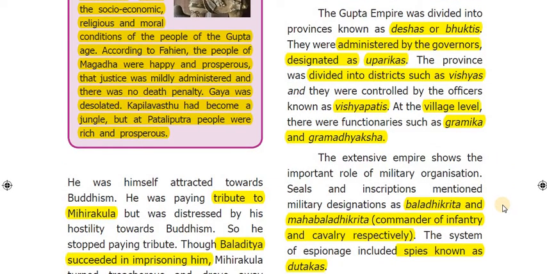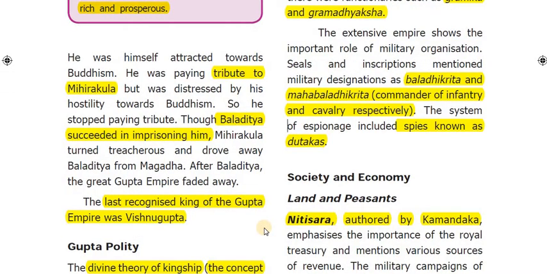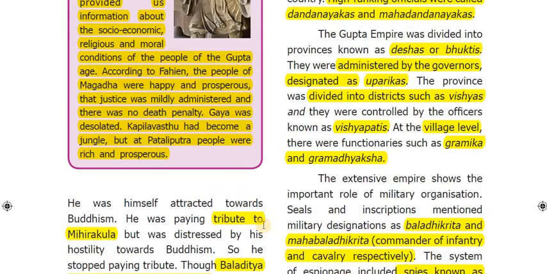He was himself attracted towards Buddhism. He was paying tribute to Mihirakula, but was distressed by his hostility towards Buddhism, so he stopped paying tribute. Though Baladitya succeeded in imprisoning him, Mihirakula turned treacherous and drove away Baladitya from Magadha. After Baladitya, the great Gupta Empire faded away. The last recognized king of the Gupta Empire was Vishnugupta.